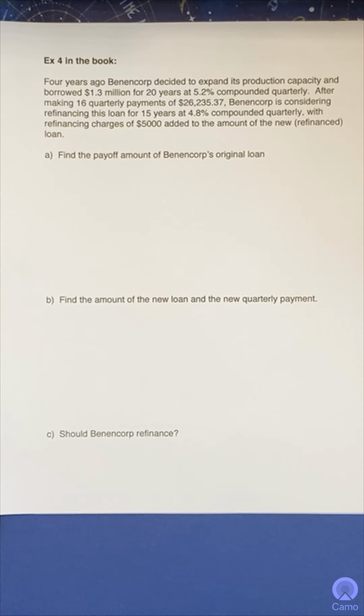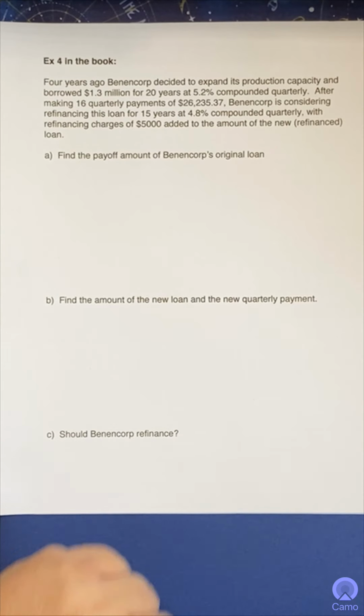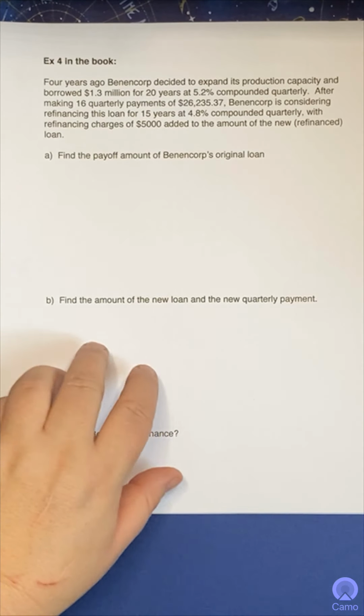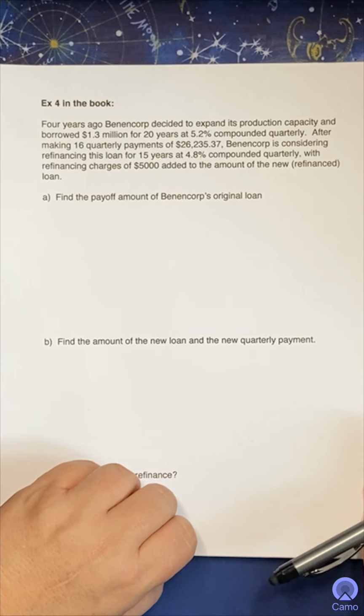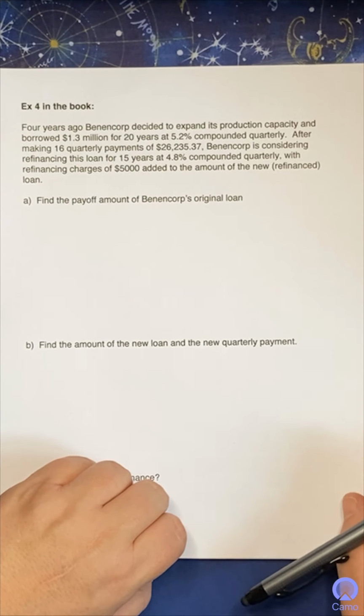Ben&Core is considering refinancing this loan for 15 years at 4.8% compounded quarterly, with refinancing charges of $5,000 added to the amount of the new refinanced loan. Okay, so a lot is happening here, right? Let's talk it through. Let me squish this over a little bit.